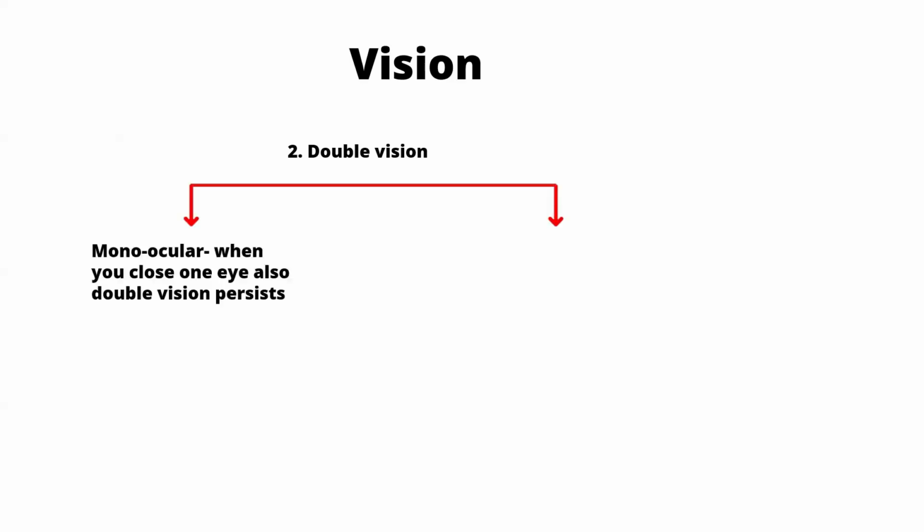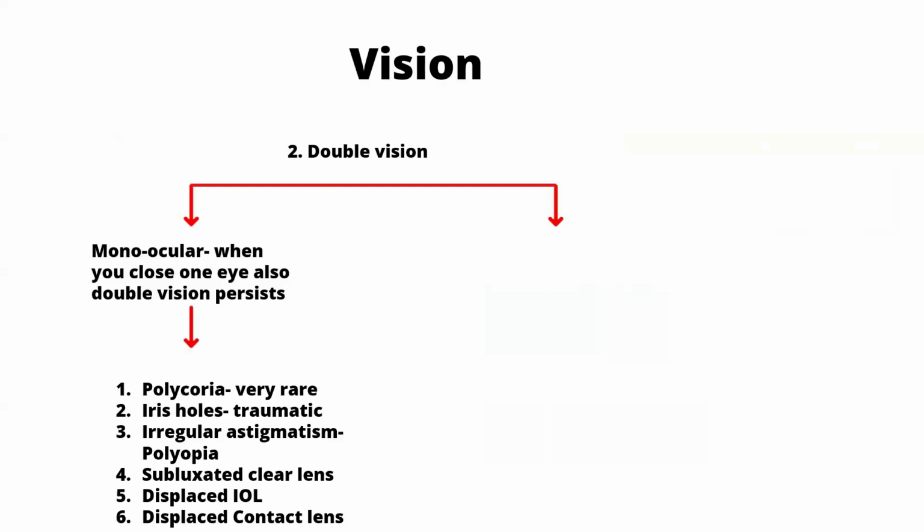The next visual complaint that the patient can come with is double vision, otherwise called diplopia. So again, when the patient comes with double vision, you'll ask whether it's monocular or binocular. Monocular means even when the patient closes one eye, he can still see double. So if the patient has double vision in the right eye, and you close the left eye, the double vision persists in the right eye.